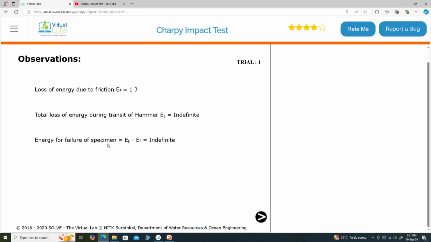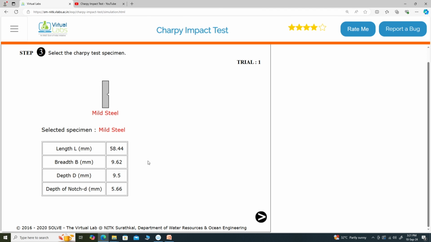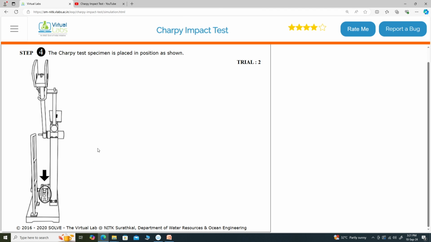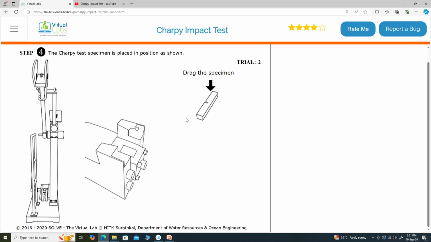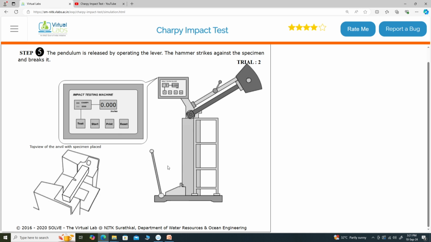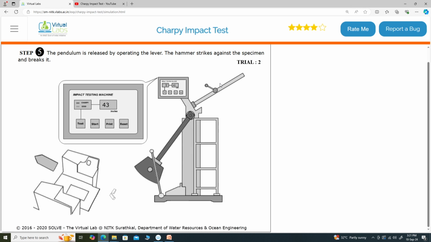The energy for the failure of the specimen is ET minus EF, that is total energy minus the loss of energy, which is indefinite. Let us go through the second trial, mild steel specimen again. The second trial, again I will put the specimen here and conduct my test. I have to release the lever. Yes, now the specimen is broken.